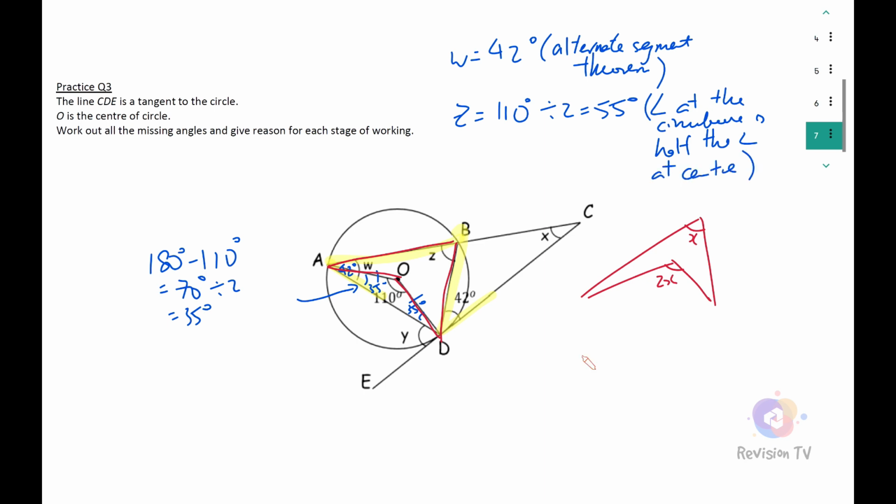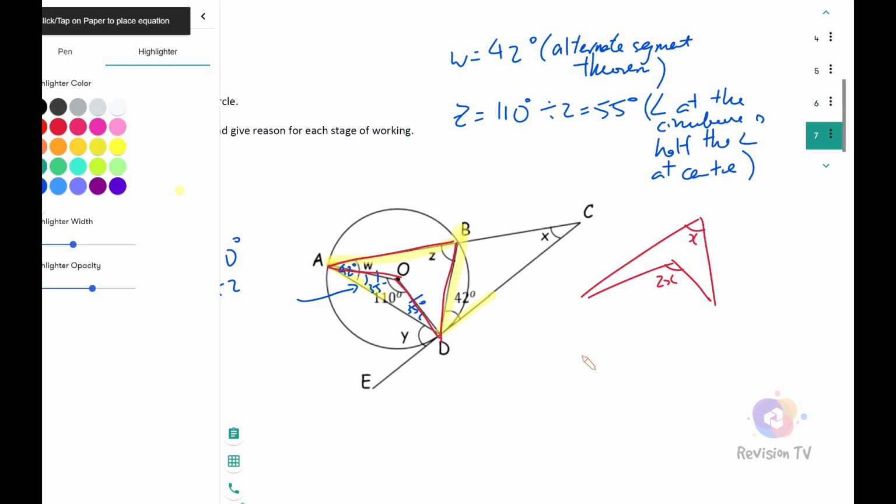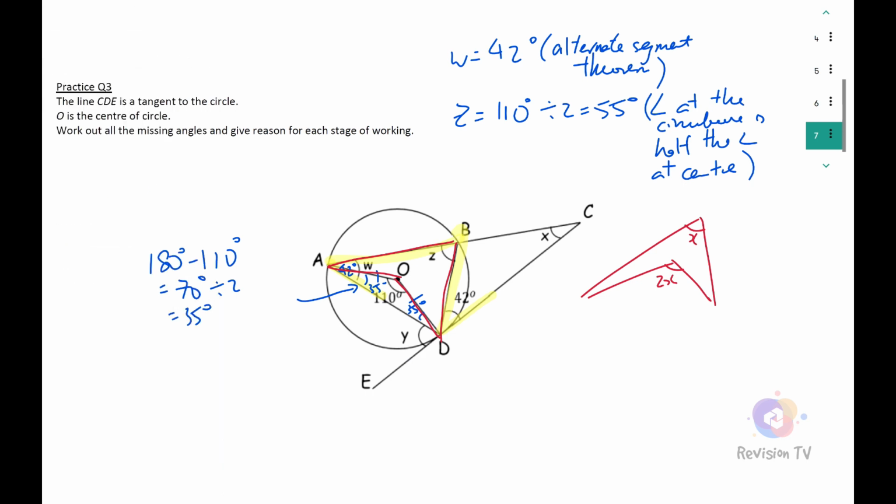Okay, right. So once we know z is 55 degrees, what else do we know? Well, can we work out y? Actually, we can, because there's another alternate segment theorem. If I use a different color, it's starting to get a bit confusing because there are many colors coming in, so let's use this color. Hopefully you do see that. So y is going to be the same as z. So y will equal the z value, which is 55 degrees, and the reason being alternate segment theorem.